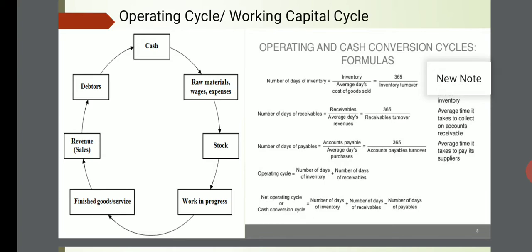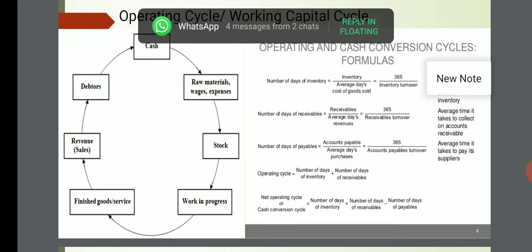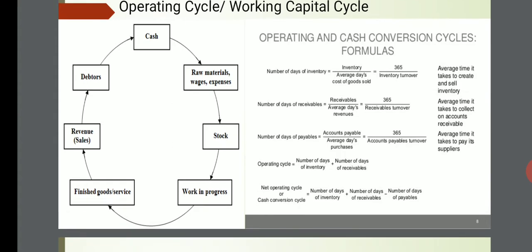Similarly, number of days of receivables is receivables divided by average daily revenue, which is also equal to 365 divided by receivables turnover. What is receivables turnover? It is average daily revenue divided by receivables. Number of days of payables is accounts payable divided by average daily purchases, which is equal to 365 divided by accounts payable turnover. Accounts payable turnover is what? Average daily purchases divided by accounts payable.